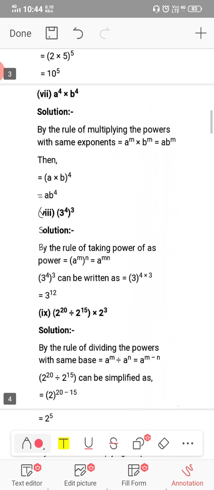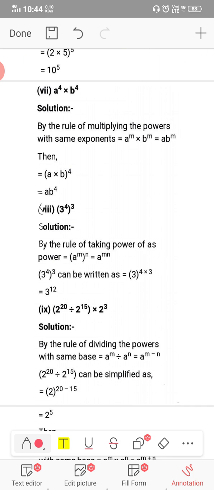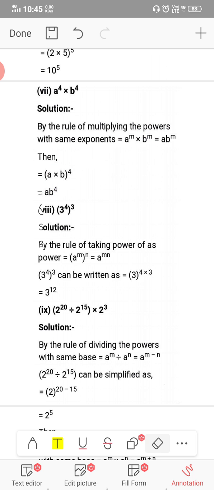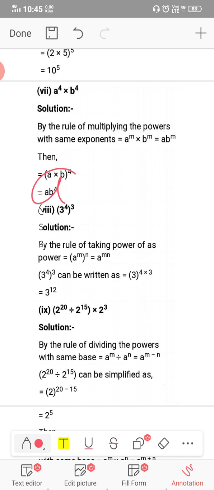Now moving on to the next part, a to the power 4 into b to the power 4. We know that when the bases are different and the powers are the same, we will multiply the bases and put the same power on them. So we can write it a into b to the power 4, and this is the answer. We can also write it like a into b whole to the power 4.